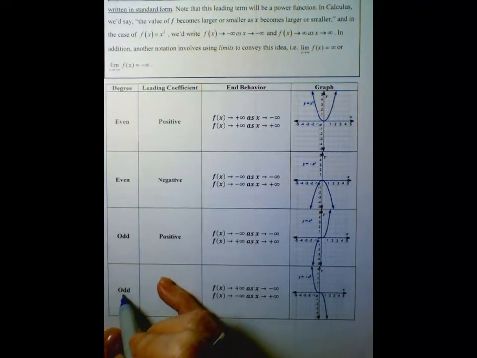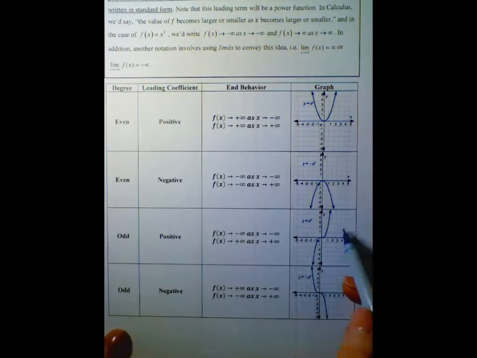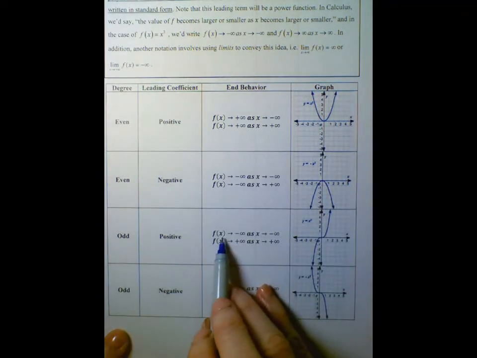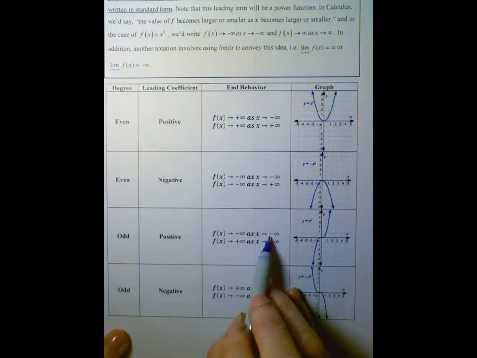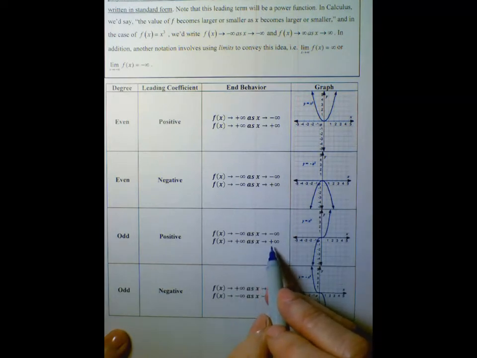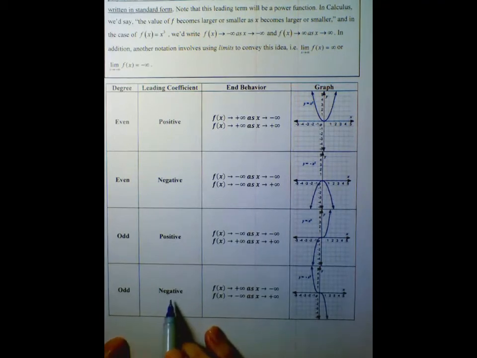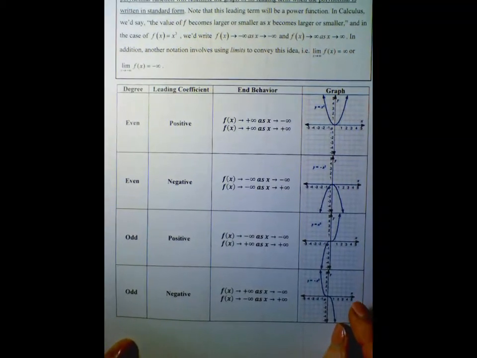Now let's look at the odd. Okay, if it's odd and positive, so no reflection. Remember how that y equals x cubed looked? So what are we saying? Well, y goes to negative infinity when x goes to negative infinity. You can see that happening. And y goes to positive infinity as x goes to positive infinity. That's this part. And then of course, if we flip the whole thing over the x-axis because the leading coefficient is negative, now y is positive as x is negative, and y is negative as x becomes positive. So that's just a summary of the end behavior that we've seen.